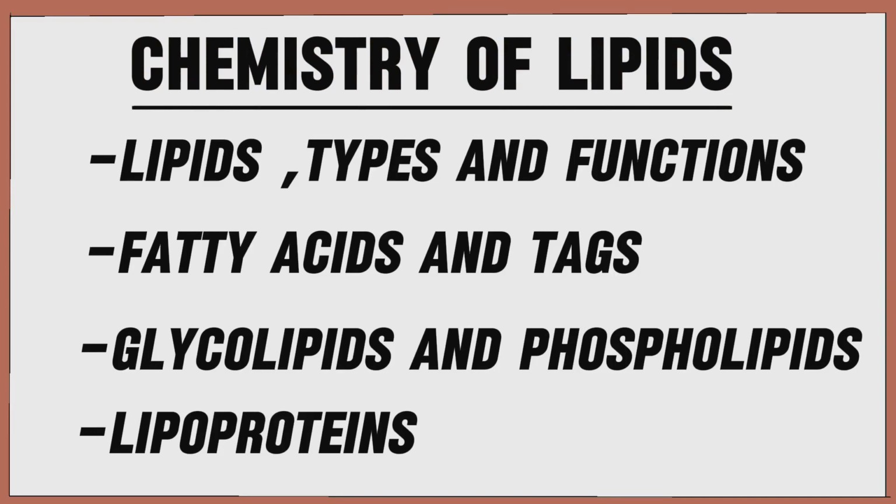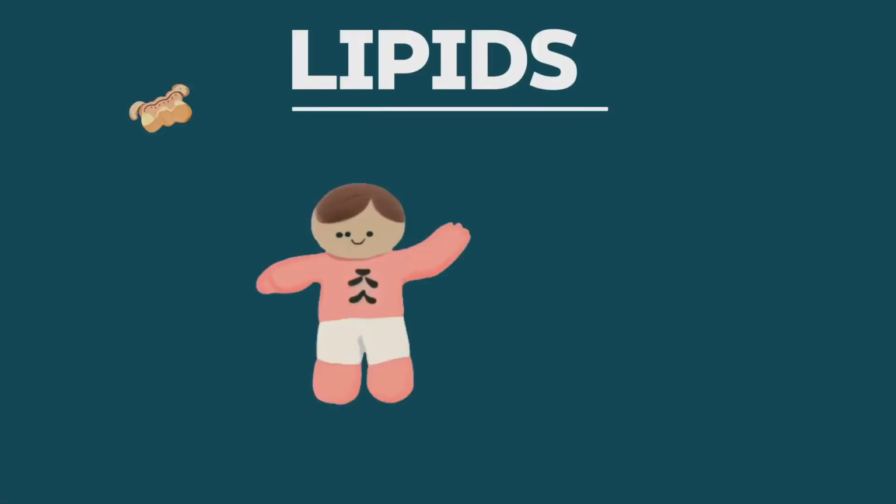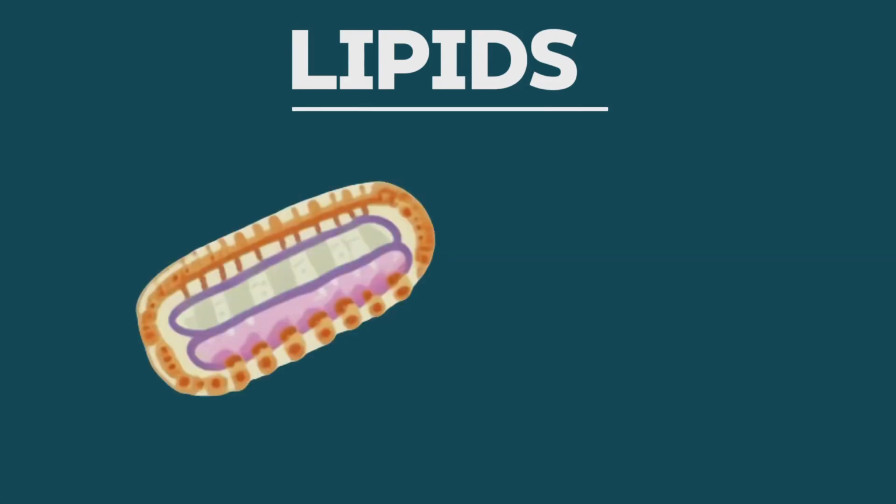In this playlist, we'll talk about the chemistry of lipids. The first video in the playlist is lipids. What are lipids? Lipids are of great importance to the body as they are the chief storage form of energy. They also play an important role in cellular structure and biological function.